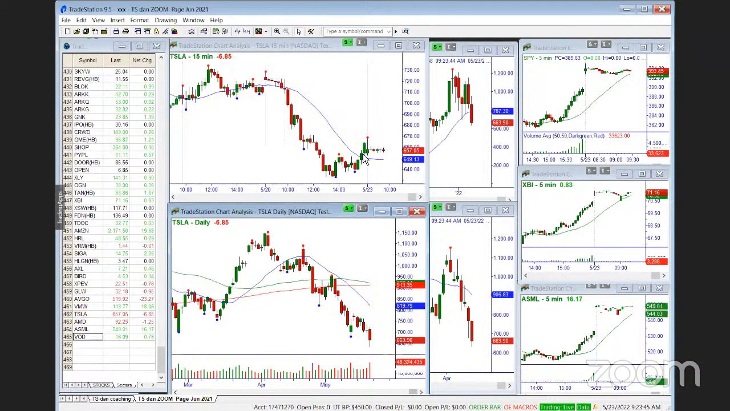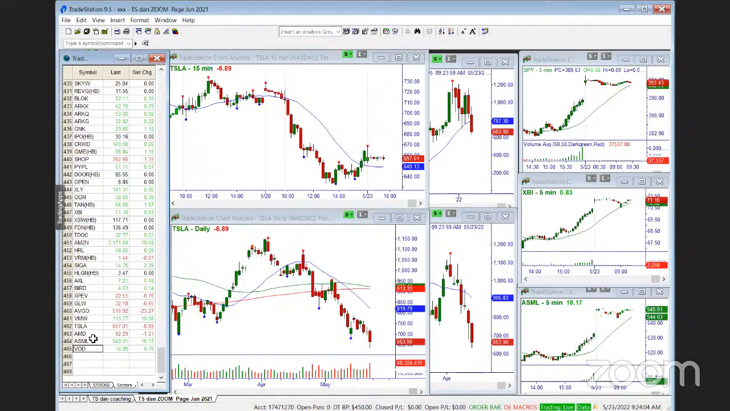Tesla I saw down this morning, still down a little bit here. So this is not bouncing with the broader markets. And the Qs are actually weaker than the other horsemen. But yeah, that's still weak.